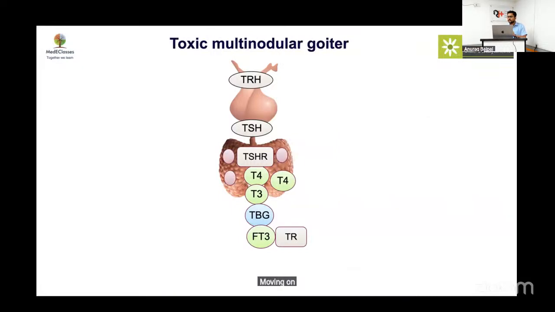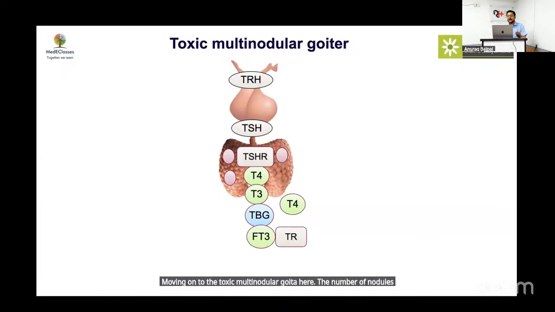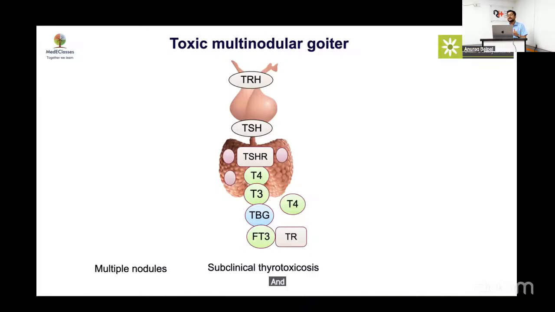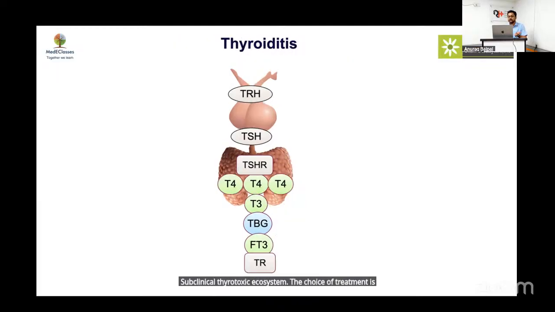Moving on to the toxic multinodular goiter, here the number of nodule is more than one, and here will be also production of the excess amount of T4 present. It is not very commonly seen in cases of children and seen mainly in cases of elderly. The presentation is also similarly like subclinical thyrotoxicosis seen. The choice of treatment is surgery and radioactive iodine. Moving on to the next part, the thyroiditis.